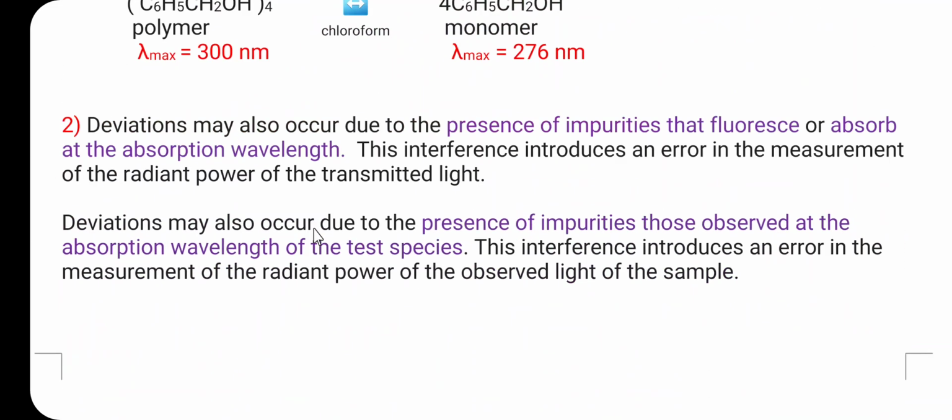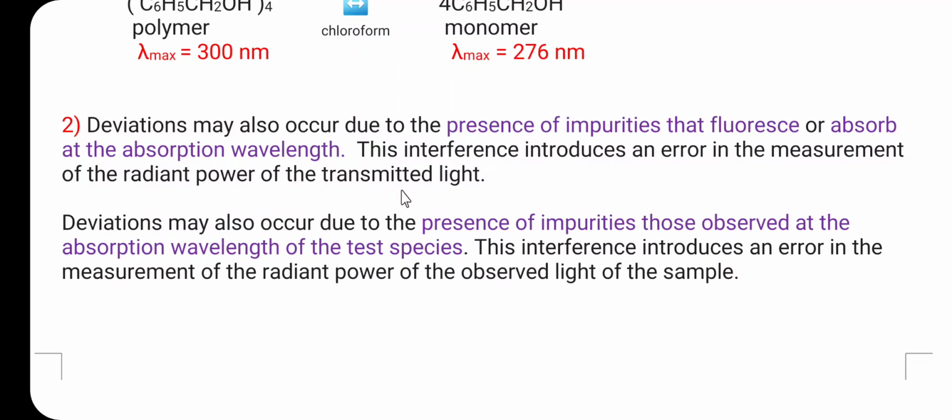Let us consider the second one. Deviation may also occur due to the presence of an impurity that fluoresces or absorbs at the absorption wavelength. So friends, if an impurity is present in the sample that fluoresces or absorbs at the absorption wavelength, a deviation may occur. This interference introduces an error in the measurement of the radiant power of the transmitted light.